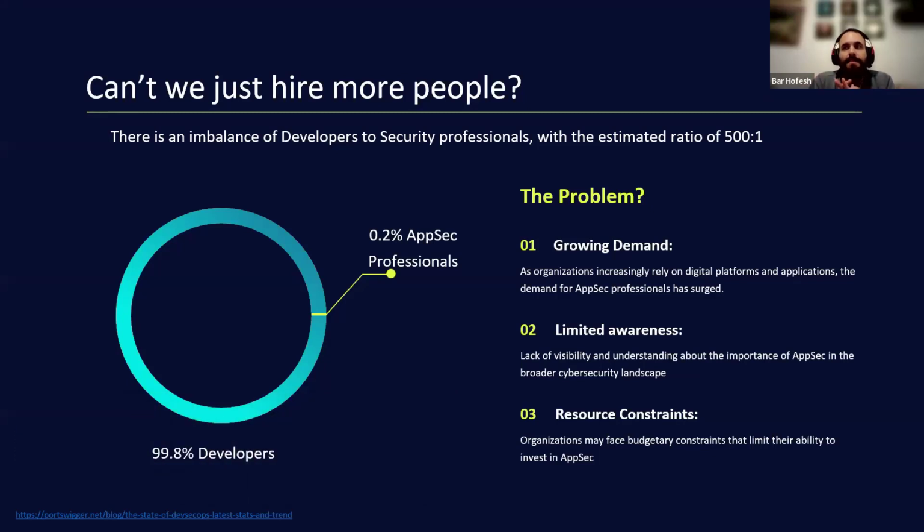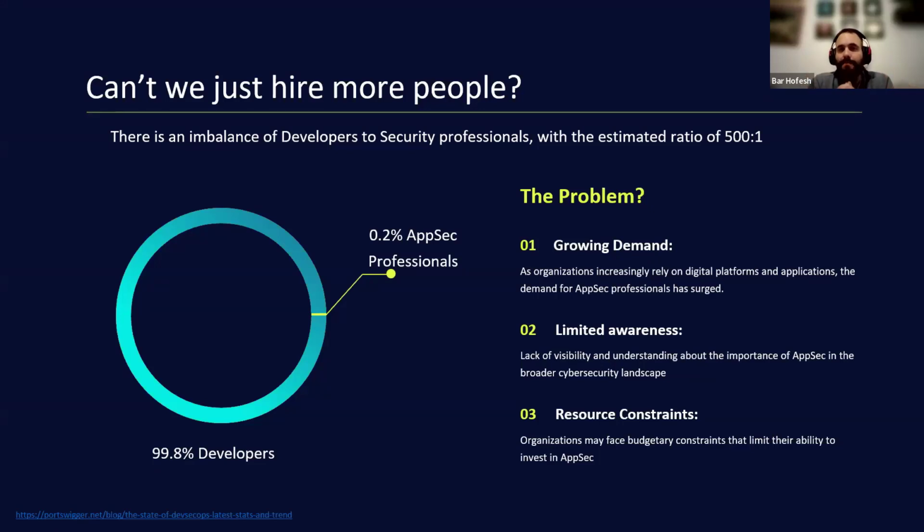And that means that there is just no way that we can even get to a situation where those numbers add up, right? If my team has 99.8 developers, there's only 0.2 AppSec professionals in it. And that's for a team of 100 people, right? So in a 100-person team, there isn't even one AppSec engineer.